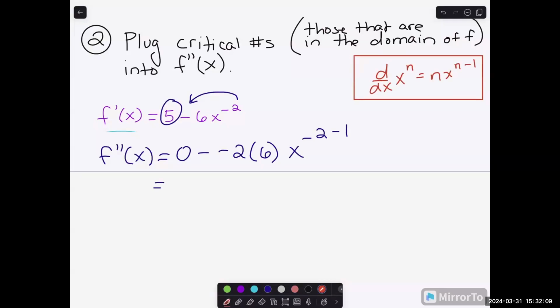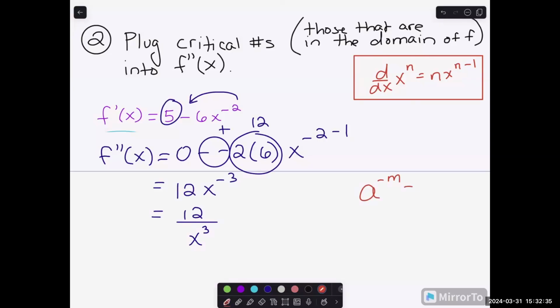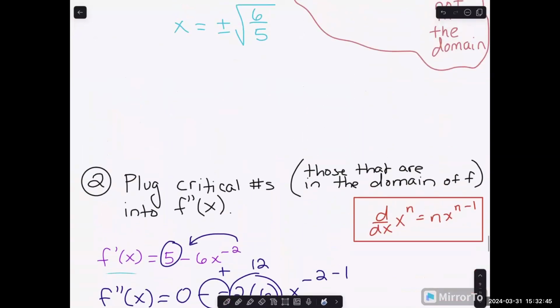I wanted to write this one out because I want you to notice you have a double negative, so that's positive. So we'll have a positive 2 times 6, which is 12. And then negative 2 minus 1 is negative 3. So we have 12x to the negative 3, or in other words, 12 over x cubed, using this algebra rule, that a to the negative m is the same thing as 1 over a to the m. So there's our second derivative.